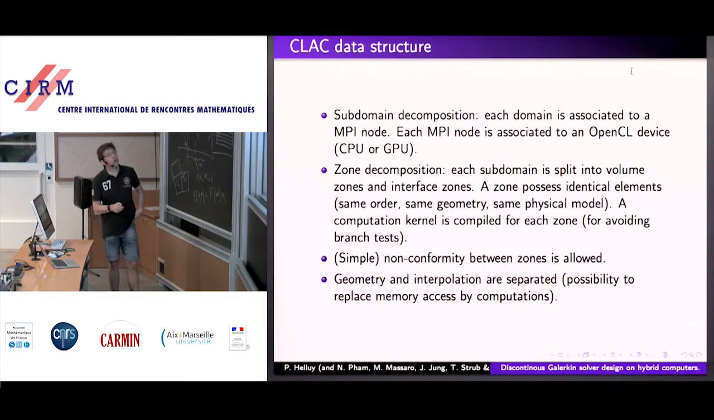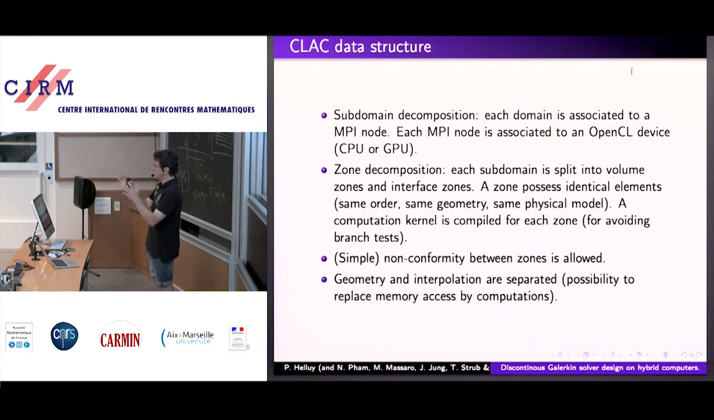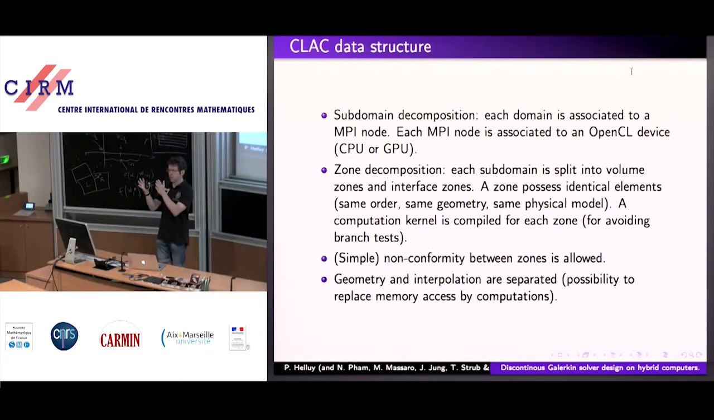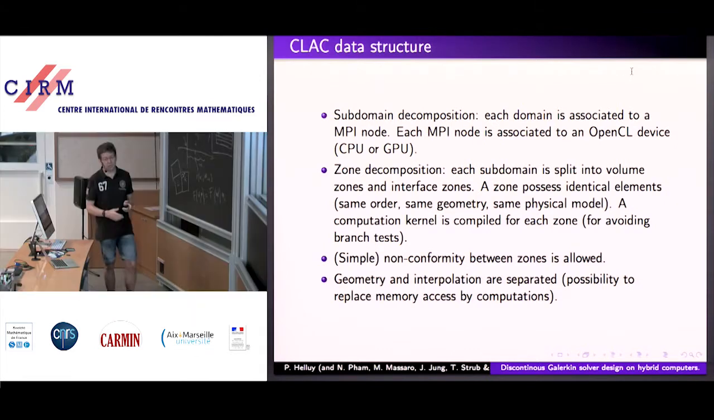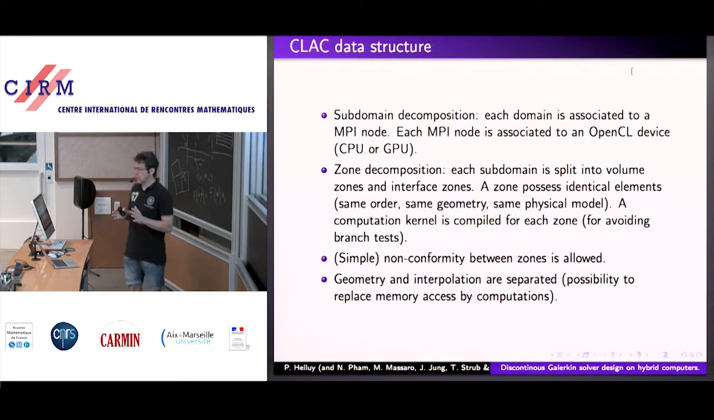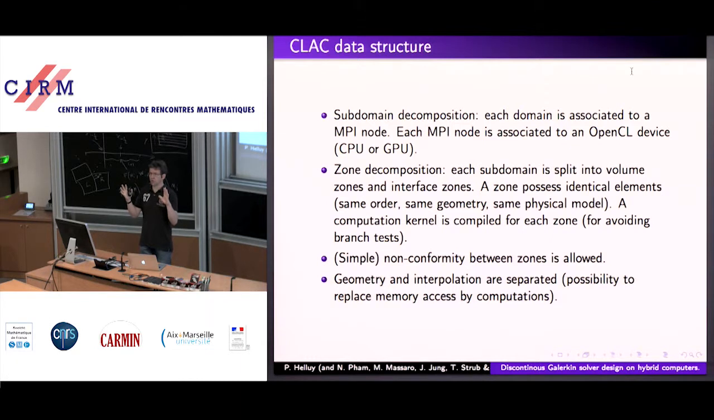We also allow simple non-conformity between zones. So it is possible, for instance, to have a hexahedron with a given refinement that touches a hexahedron that is refined differently. So we are able to handle non-conformity. And the geometry and the interpolation are separated. What does it mean? It means that you can use a coarse curved mesh, and this coarse curved mesh is refined into subcells that allow accessing the geometry by computation.